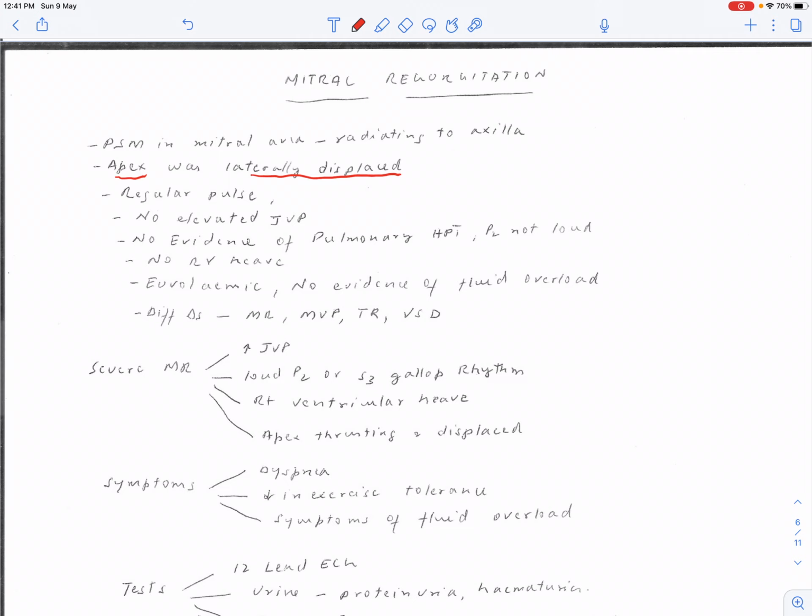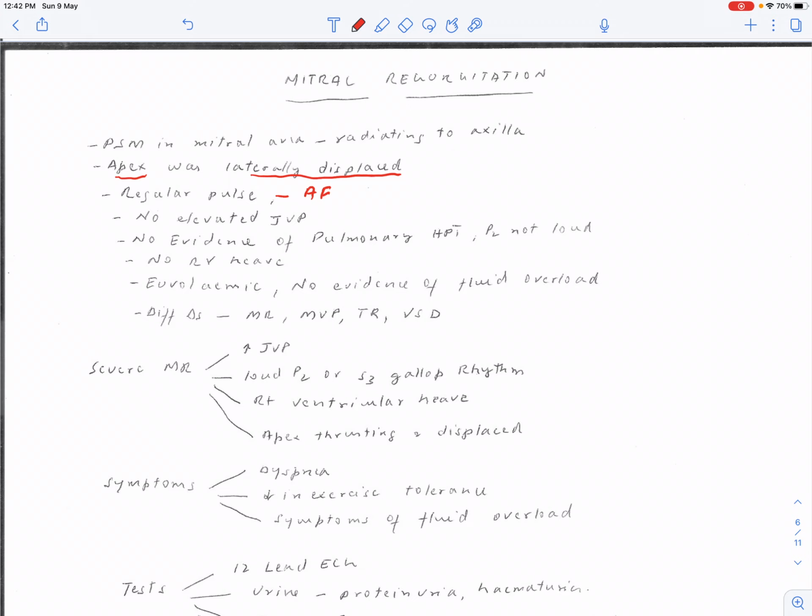The patient has a regular pulse. This is very important because we know that in mitral regurgitation, or any mitral valve patient, can have atrial fibrillation, so must mention that. Then next, you must mention the JVP, whether it is elevated or not, because if the JVP is elevated, then it signifies severe mitral regurgitation. There is no evidence of pulmonary hypertension. There is no loud P2. Must mention the negatives: that the patient has no evidence of pulmonary hypertension, no evidence of any cardiac failure, no right ventricular heave, and the patient is euvolemic with no evidence of fluid overload.